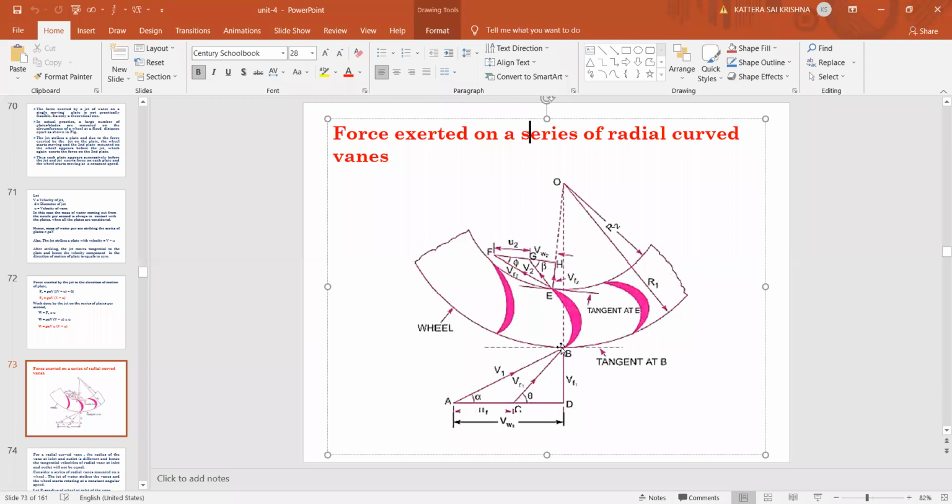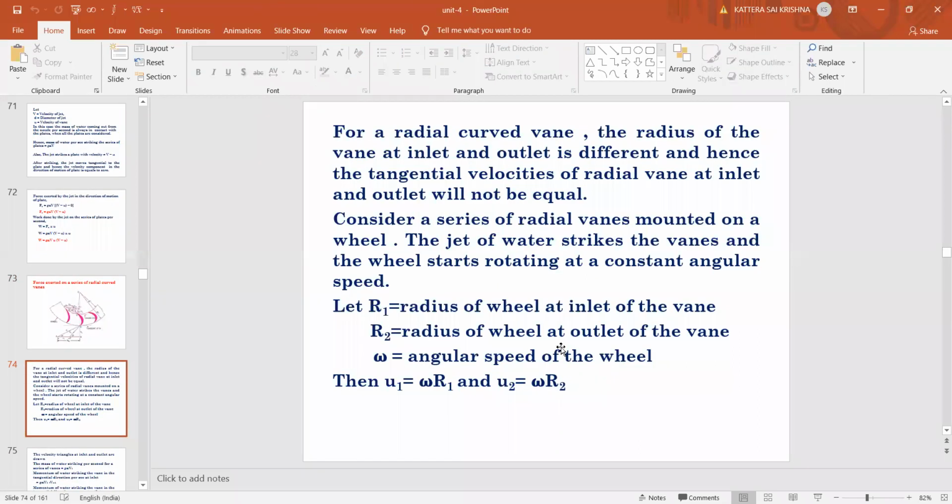Okay. So next we'll see how to calculate the work done and efficiency for the series of radial curved vanes, right? So for a radial curved vane, the radius of the vane at inlet and outlet is different. Already I said the radii are different. Hence the tangential velocities of the radial vane at inlet and outlet will not be equal.